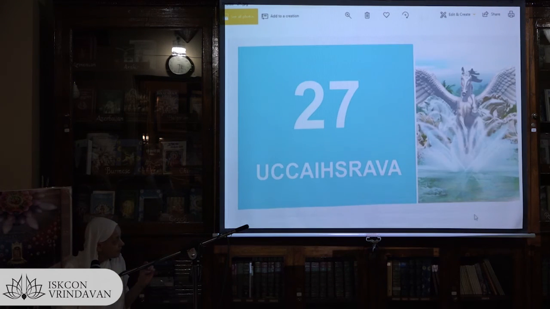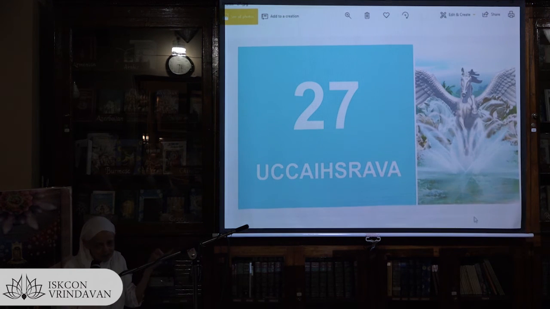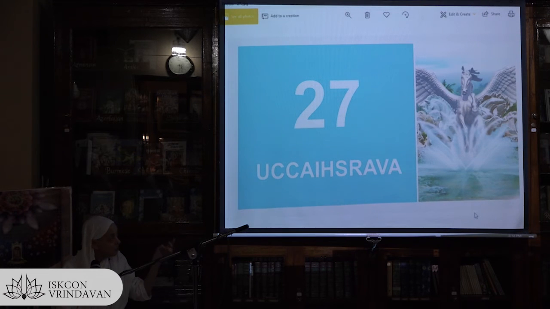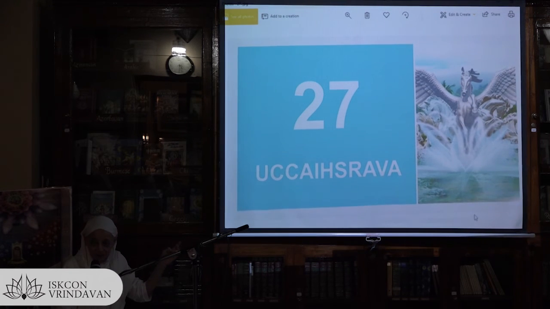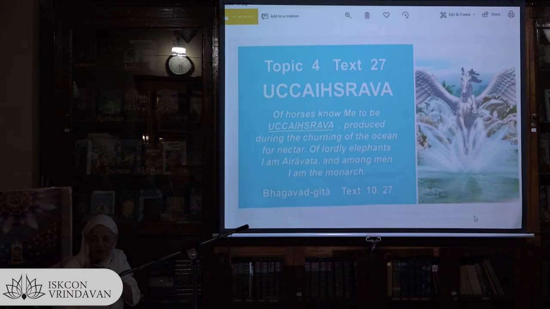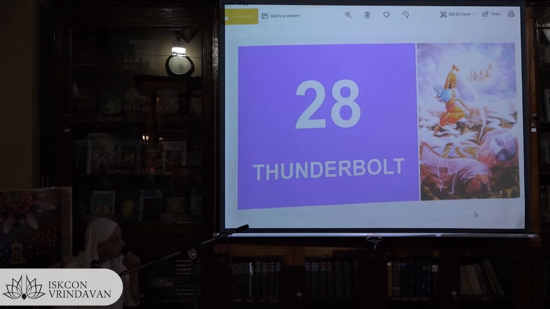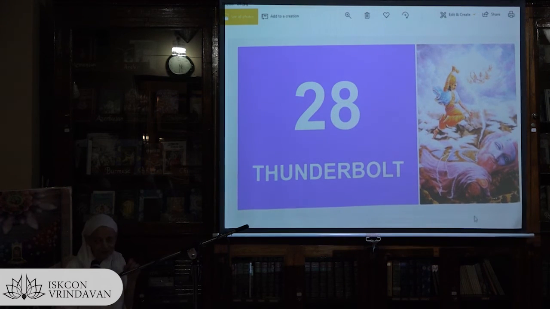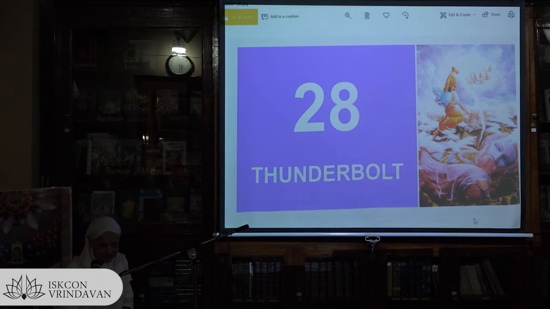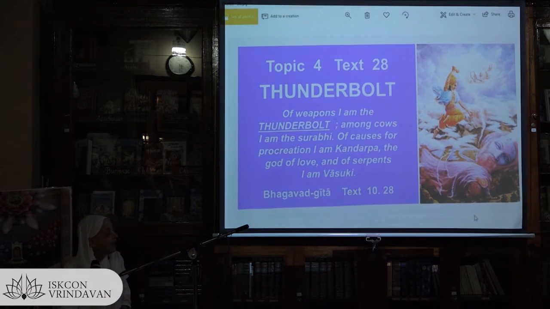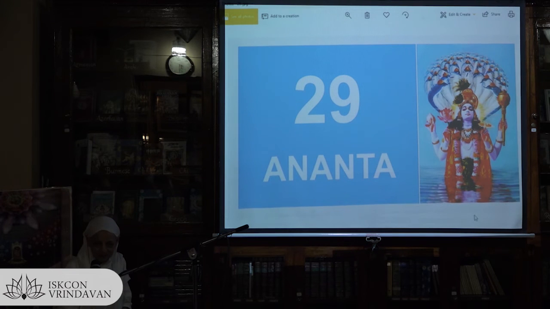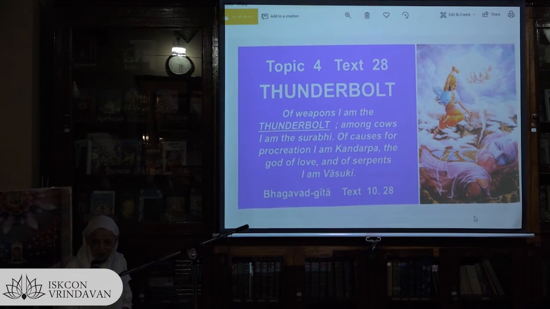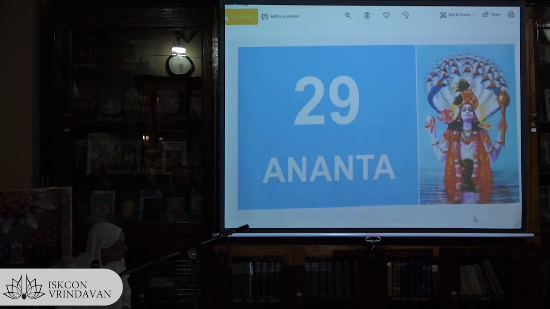And next. I've never seen a horse like this. This was the only picture I could find. It's a fountain. But from the milk ocean, this is the horse that came out. And what's its name? Ucchaihshrava, right? He came out of the churning of the milk ocean. All right? And of the weapons, which one? The thunderbolt. He's the thunderbolt. And who's that with the thunderbolt? Yeah, you heard it a few nights ago, I think. You hear Indra with his thunderbolt.